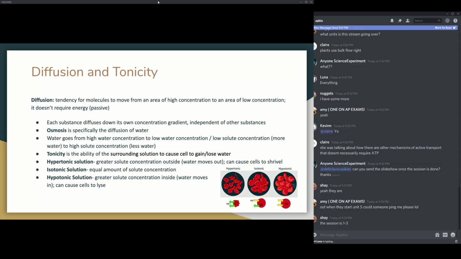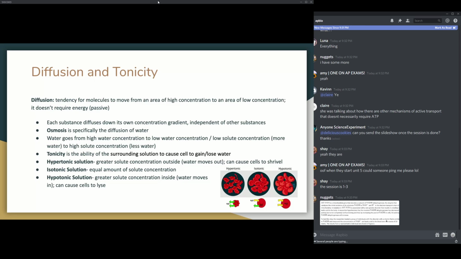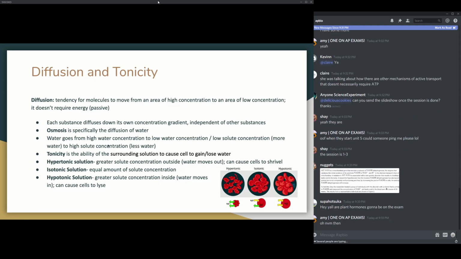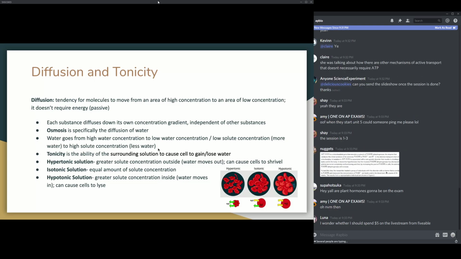The thing is, it goes down its own concentration gradient, so that doesn't mean that one substance is going to affect how other substances diffuse. And so osmosis is basically the diffusion of water. Water also goes from higher water concentration to lower water concentration. So it's basically the same.